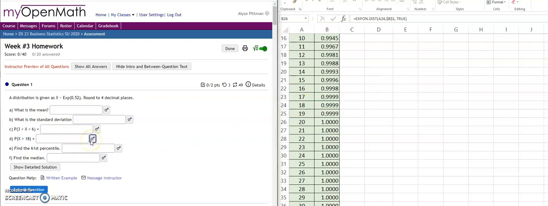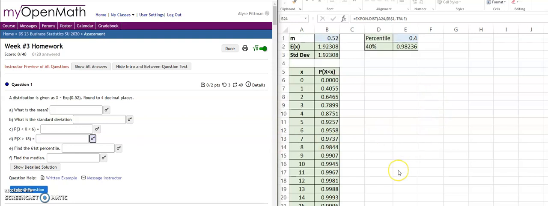Now we have find the 61st percentile. So we're going to scroll back up, and when it says percentile, we're going to change this value right here to be 0.61 to represent the 61st percentile. And we get the value of 1.8108 when you round to 4 decimal places. And that's the value that we get here for finding the 61st percentile.